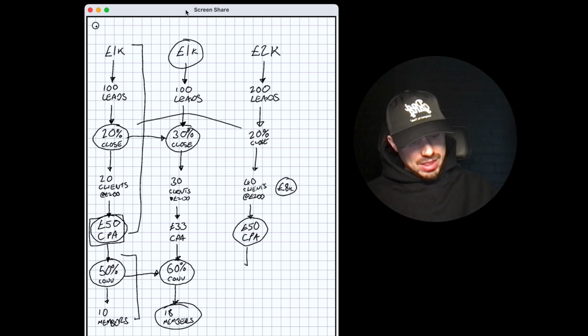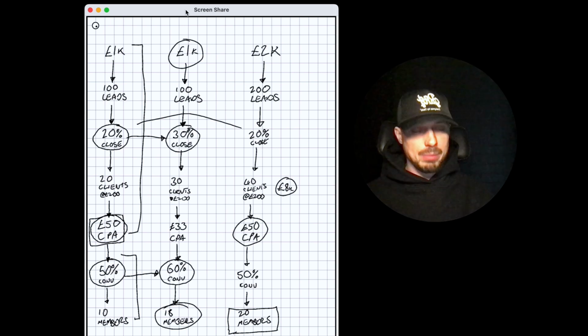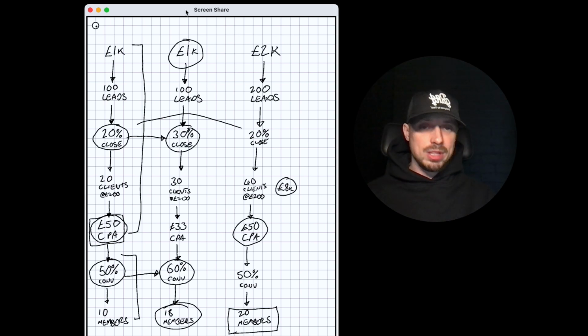So next step, let's just say member conversion rate for this gym owner stayed the same, so still around the 50% mark. That means that those 40 clients turn into 20 new members. So he's doubled the output, which is what he was aiming for. He's gone from getting 10 new members in his last marketing campaign last month to getting 20 new members from the marketing campaign that he's going to run in December. And all you would actually have to do in this example is double the ad spend.